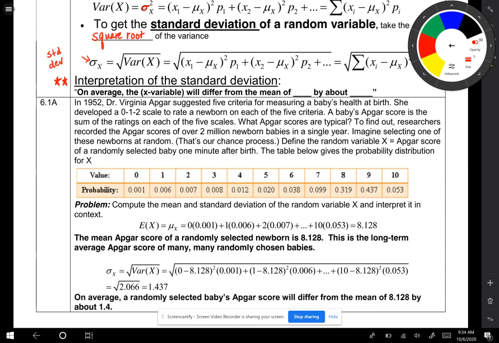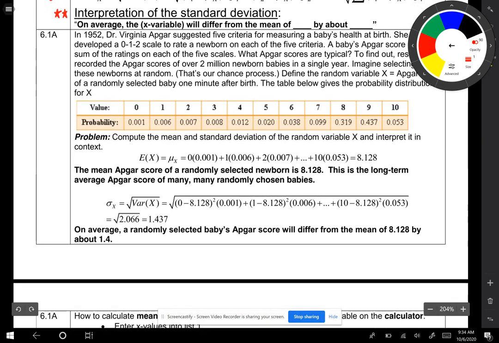That's our chance process. Define the random variable X equals Apgar score of a randomly selected baby 1 minute after birth. The table below gives the probability distribution for X. So the scores of 0 all the way up to 10, and the probabilities listed for each one. This one's already done for you, so I'm just going over it. Compute the mean and standard deviation of the random variable X and interpret it in context.